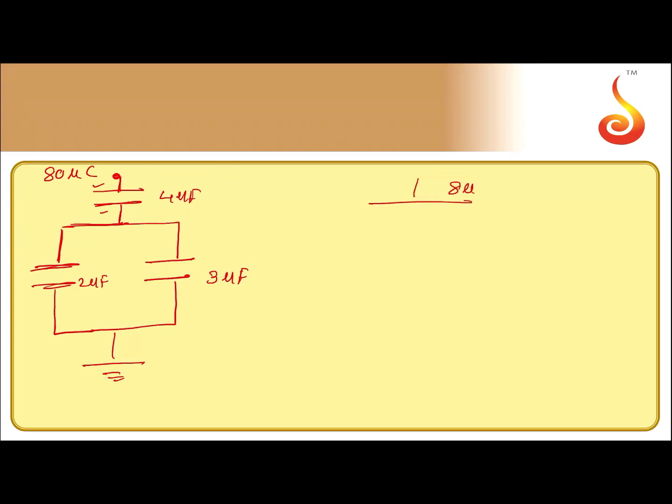So if you notice, 80 microcoulomb is the charge on this plate, so clearly it must be minus 80 here. That is, you have got minus 80 microcoulomb, which means that this being a 4 microfarad capacitor, the potential difference across the plates must be 20 volts. Correct? It must be 20 volts.